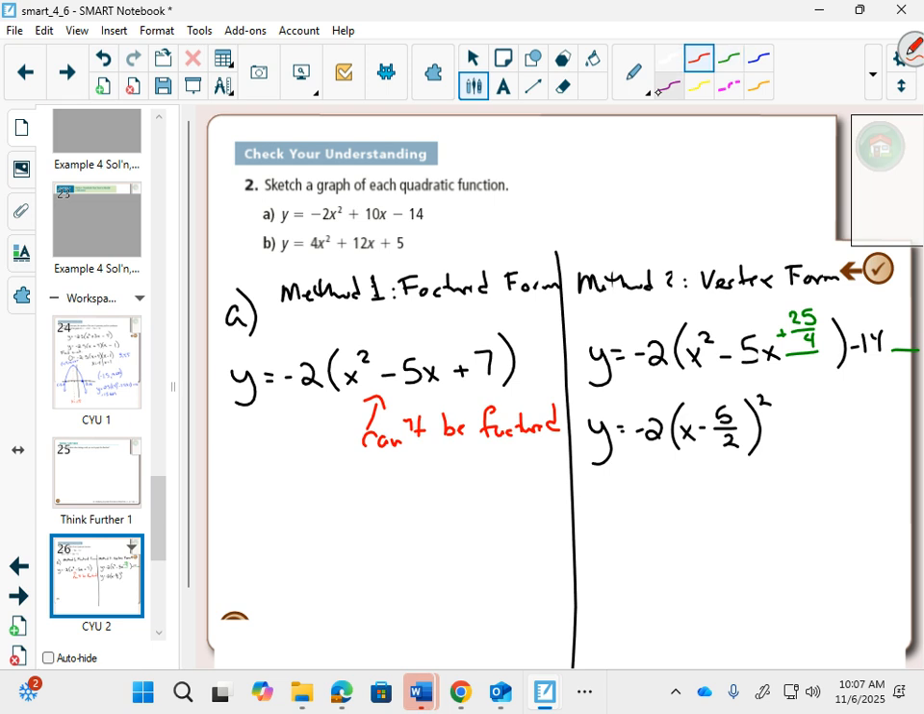What have we actually done? We've actually subtracted 25 over 2, because that 25 over 4 would get hit by a -2. So to compensate, the opposite of subtracting 25 over 2 would be to add 25 over 2. -14 is -28 over 2 plus 25 over 2. This will be minus 3 over 2. So our vertex is at 5 over 2, comma, -3 over 2.